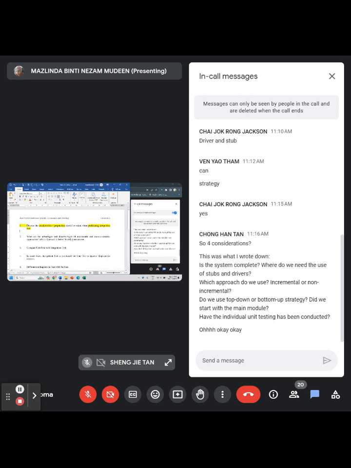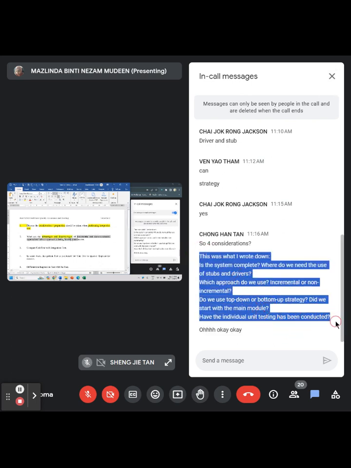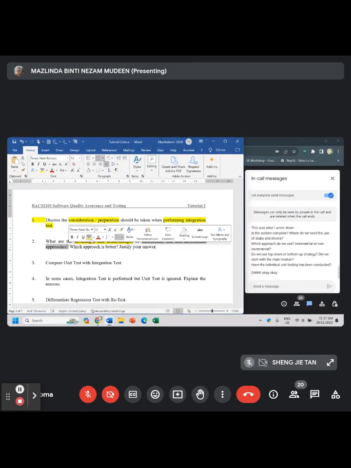Okay. So let's move to the next question. What are the advantages and disadvantages of incremental and non-incremental approach, and which approach is better? This one is actually recalling what we have discussed during the lecture session. I have gone through the points one by one about these both approaches, where they have their advantages and where they have the disadvantages.